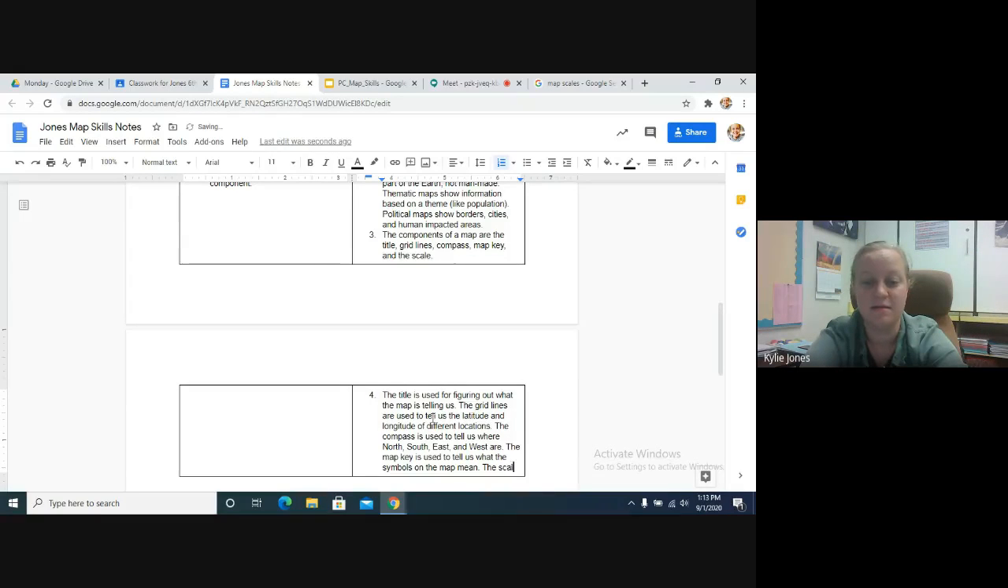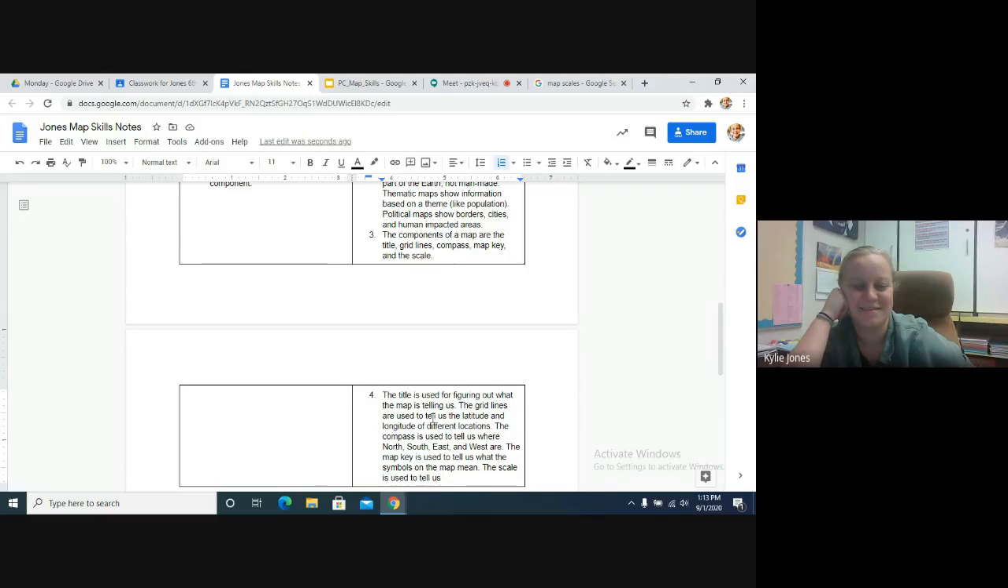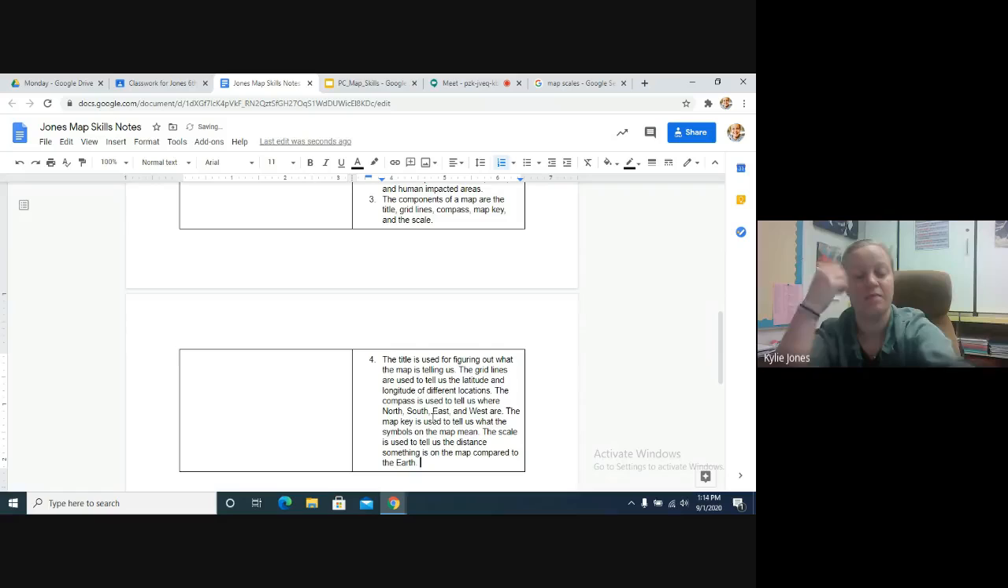And finally, the scale is used to tell us what? What does the scale tell us? Any ideas? No? Anybody else? No? So the scale is used to tell us the distance something is on the map compared to the real Earth. So the distance on the map is 1 inch, but on Earth that would be 1 mile. So it's telling us the distances compared to each other.